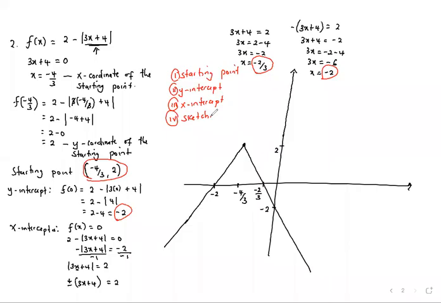So now we need to find the domain. So how do you find the domain? The domain again is whole number, because anything we take in the absolute will be fine. Now the range, because it's facing down, it will be from negative infinity up to where? Up to this point, up to the starting point. And then you pick the y value. So up to 2.